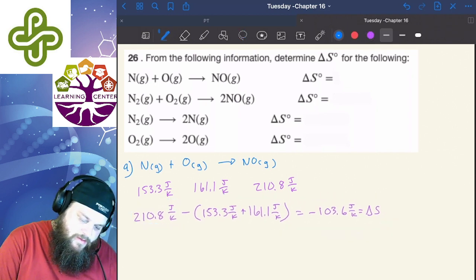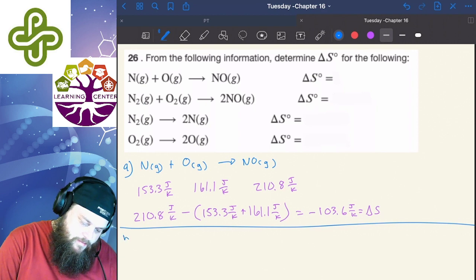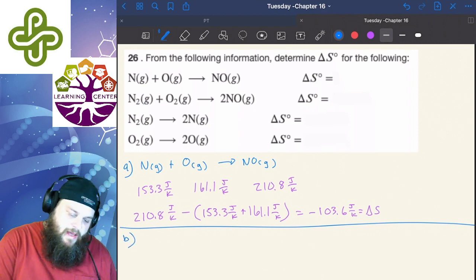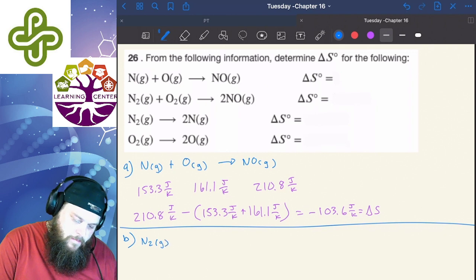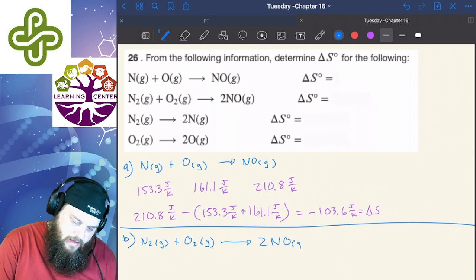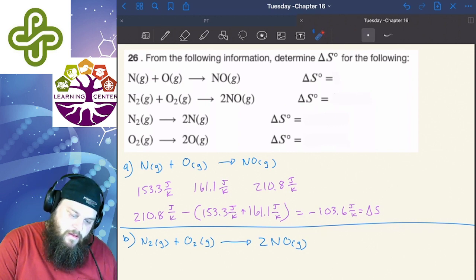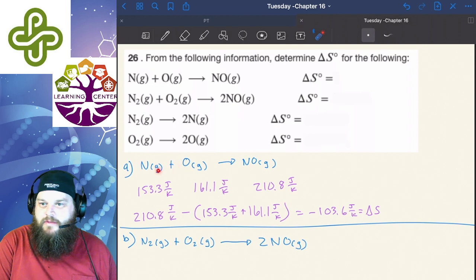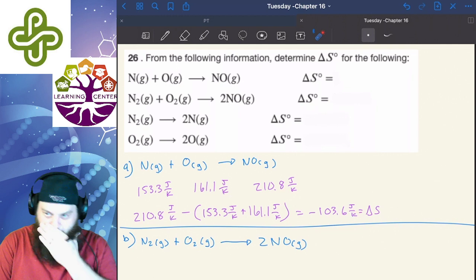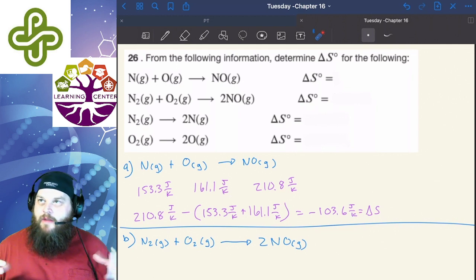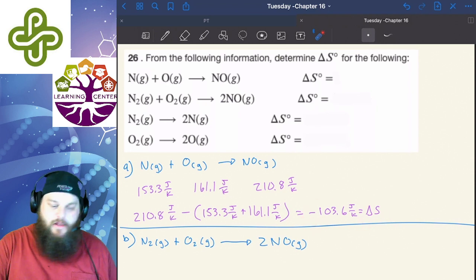Oh, and now let's do the same thing for part B. For part B, we have N2 gas plus O2 gas. It's going to create 2 moles of NO gas. So looking at the first one real quick, we had 1 mole here and there were 2 moles of reactant, and we see that value ended up being a negative number. Because we had a reduction in the number of moles, our change in entropy ended up being negative, and that's exactly what we wanted to see.